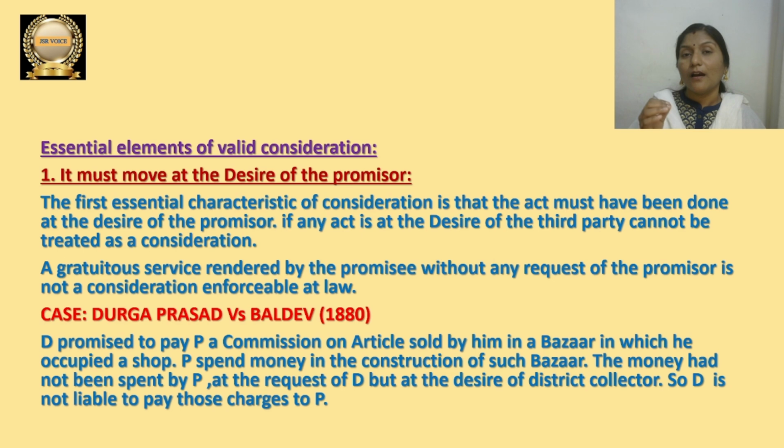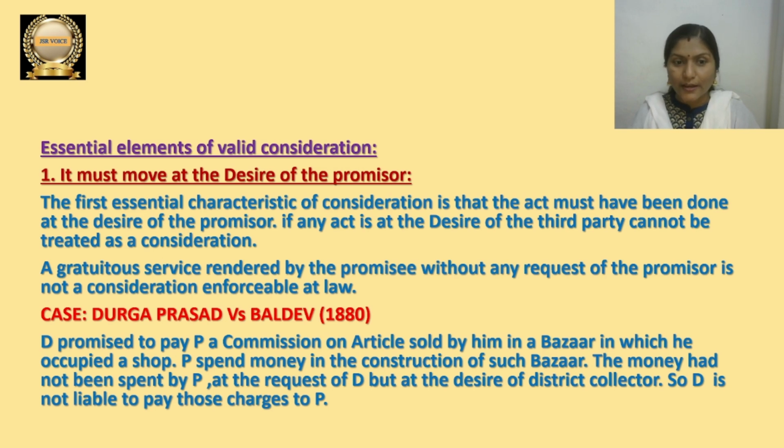Here, whenever we want to call the consideration a valid one, it must move from the side of the promiser. If consideration is coming from a third party, then it is not a valid consideration. Consideration should not be at the desire of a third party. It must move from the side of the promiser only. Then only it is known as valid consideration.